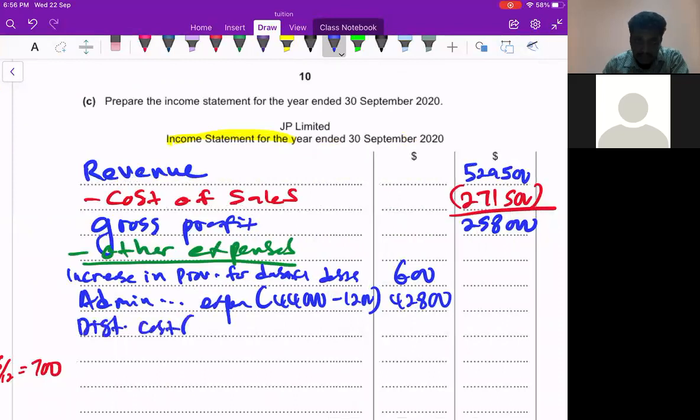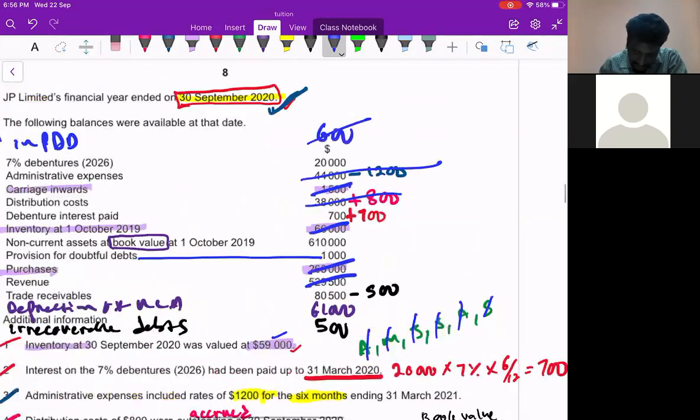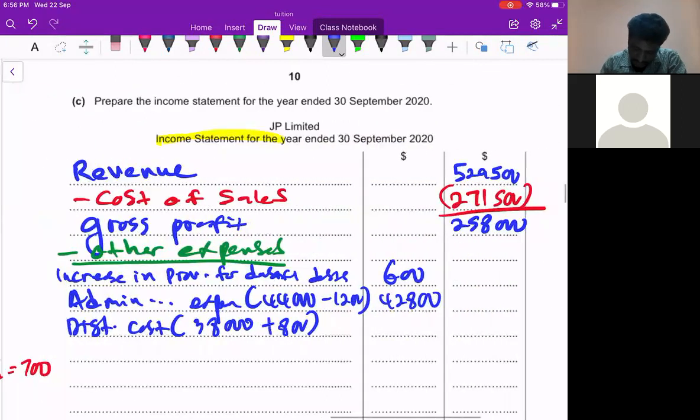Distribution costs, show the working also. The working is 38,000 minus 800, I get 37, minus or plus, plus. I get 38,800. Plus 38,800.